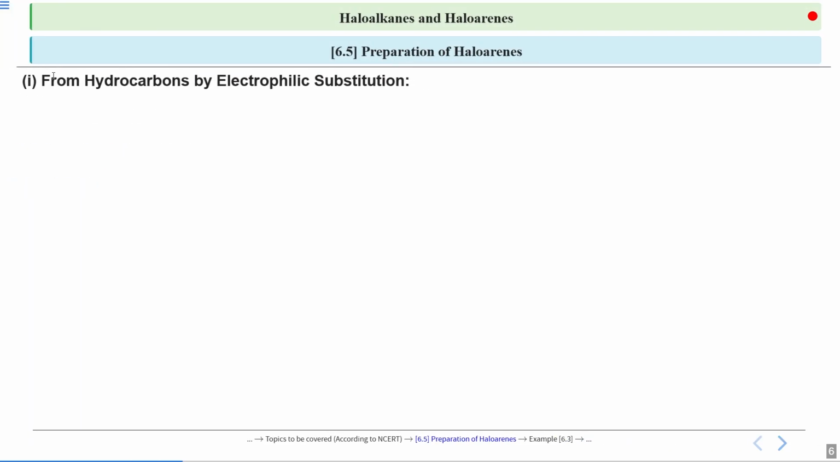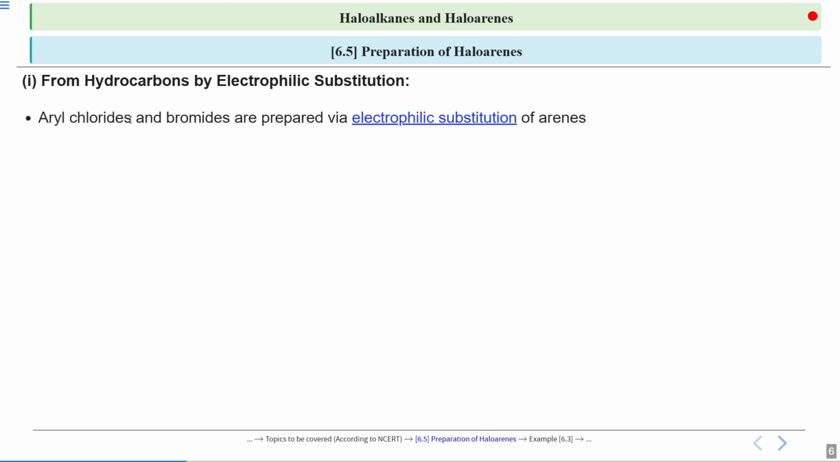Let's discuss the first method, that is the preparation of haloarenes from hydrocarbons by electrophilic substitution. Aryl chlorides means your aromatic ring is bonding with chlorine, and aryl bromides means it is bonding with bromine. So aryl chlorides and bromides are prepared via electrophilic substitution of the arenes, aromatic rings, and this process requires a Lewis acid as a catalyst, for example FeCl3, FeBr3 or anhydrous AlCl3.